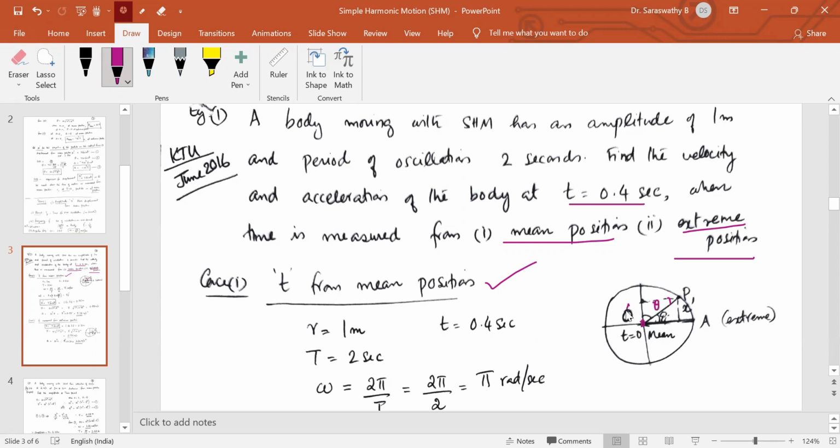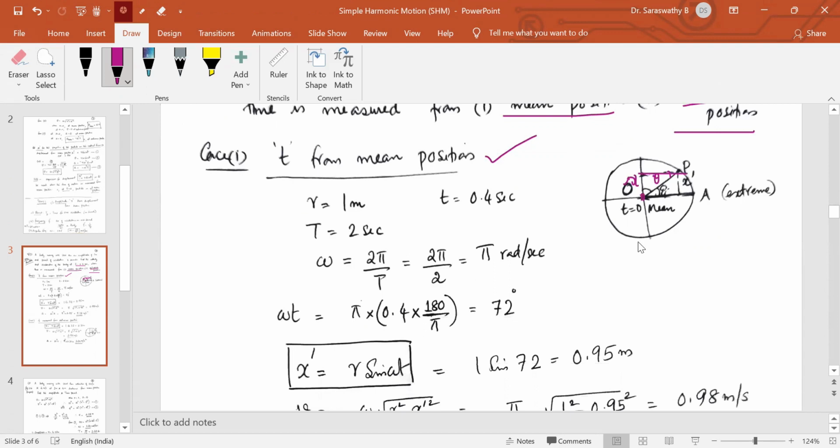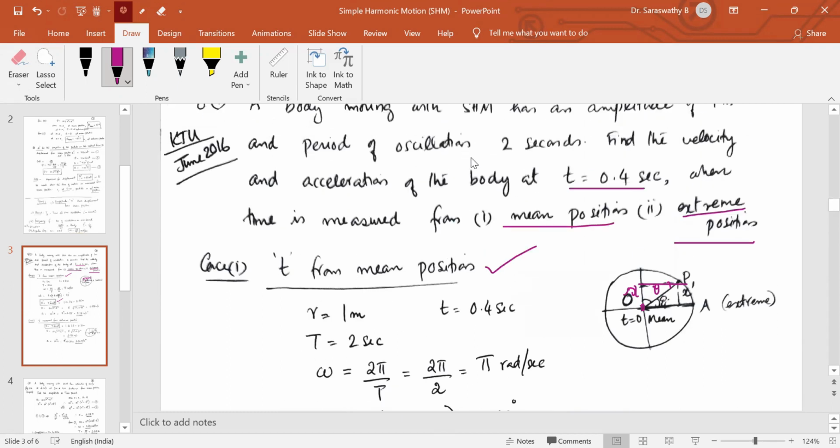So this is x, the distance from the mean position. We project it: x is equal to r sine theta, or x is equal to r sine omega t, is the expression to be used when the time is measured from the mean position. Here r is equal to 1 meter, that is the amplitude.